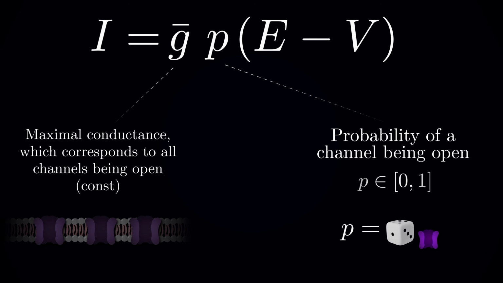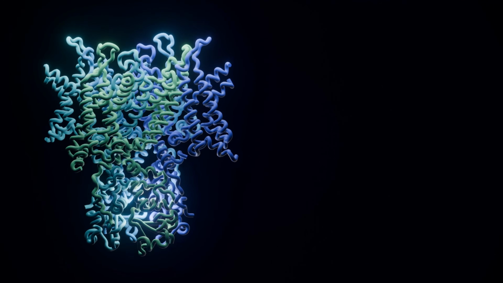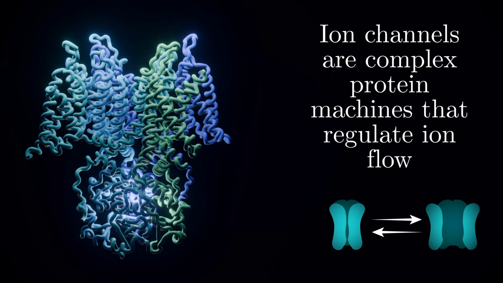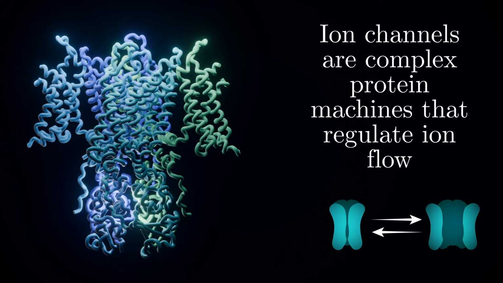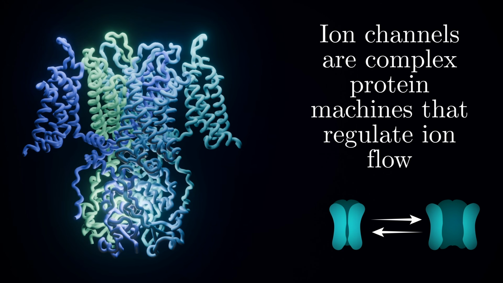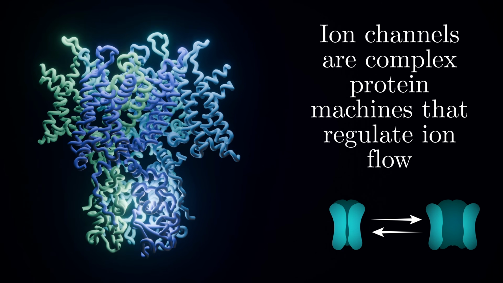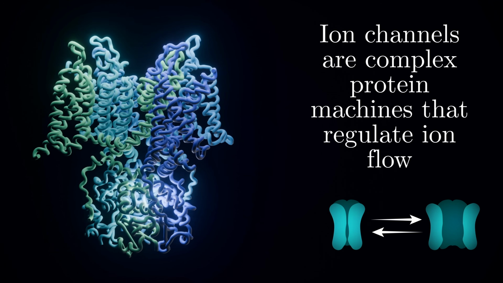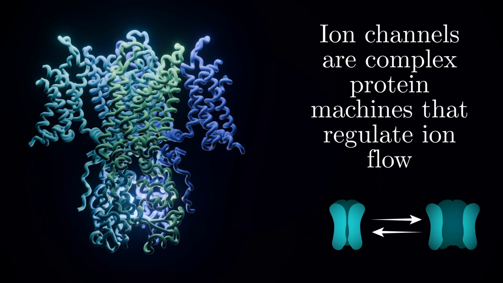How can we think about this probability of a channel being open? For that, let's zoom even closer. Each ion channel is a complex protein machine that changes its shape in response to membrane voltage, either allowing or blocking ion flow. There are various molecular mechanisms of how that might happen, and the details are not fully resolved.